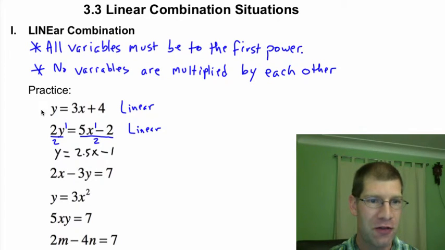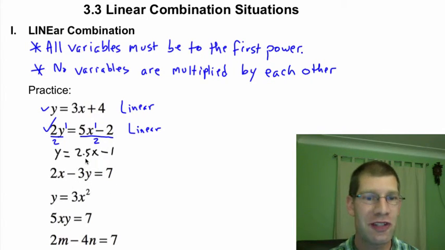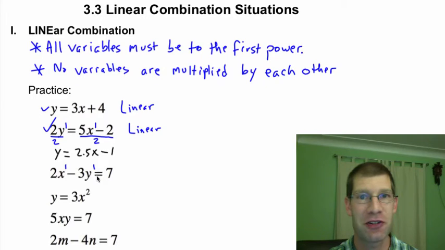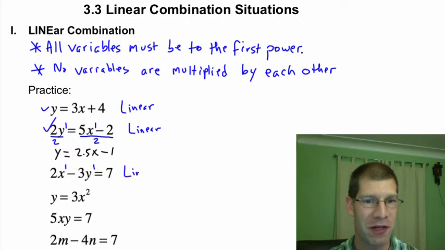Okay, so first one, we did that. Second one, we did that. Now this third one, 2x minus 3y equals 7. So that's an equation we're not used to seeing, but go back to your rules. Are all variables to the first power? Yep, we have x to the first and a y to the first. You don't have x times y, so this one also is going to be linear. We're actually going to talk about these in the next section. We're talking about standard form for a line. This is an example of standard form for a line.